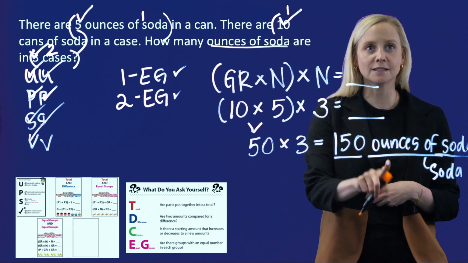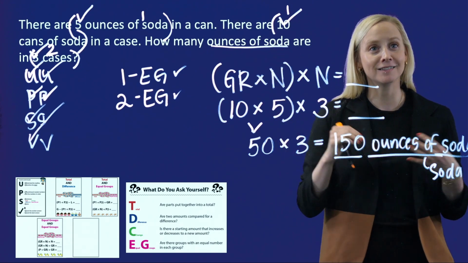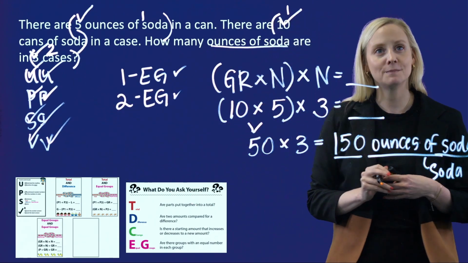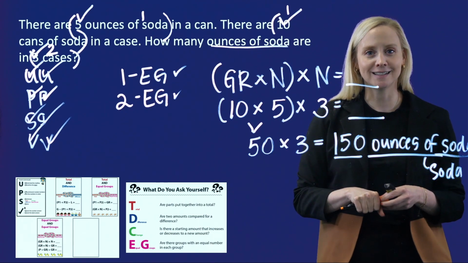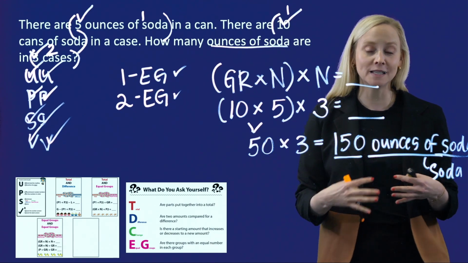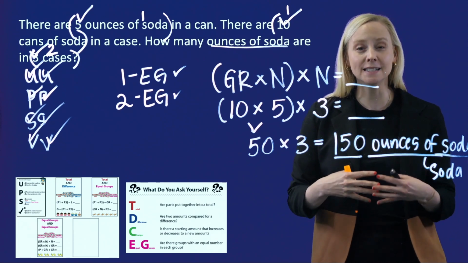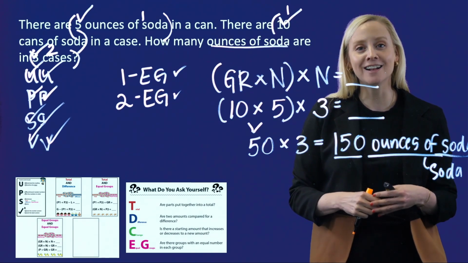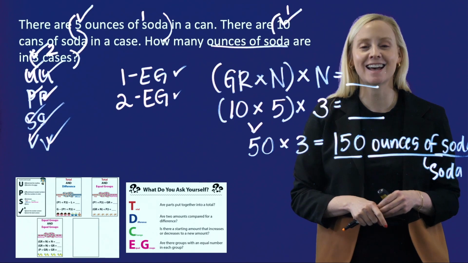My label, ounces of soda, matches what I underlined at the top in my problem, so I know my label makes sense. Nice job solving this equal groups problem where we had a missing product 2 times. We're going to take a look at another example in the next slide.